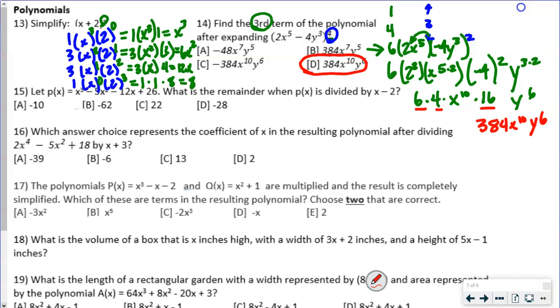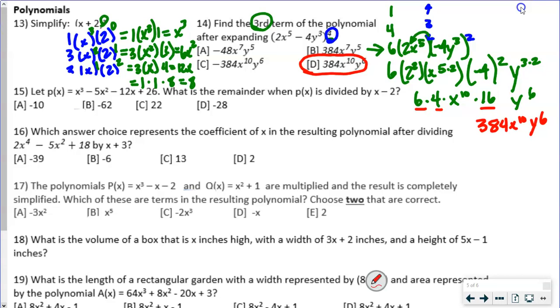Then this next one says, I can't even read that, y'all, so I'm going to erase what's above it because I can't read it. So let's erase this right here. Okay, so let P of x be x to the third minus 5x squared minus 12x plus 26. What is the remainder when P of x is divided by x minus 2? Okay, so here's the key with this. You always want to ask yourself, is there a missing term? There is not, because we got an x to the third, an x to the second, an x to the first, and then an x to the 0, right?